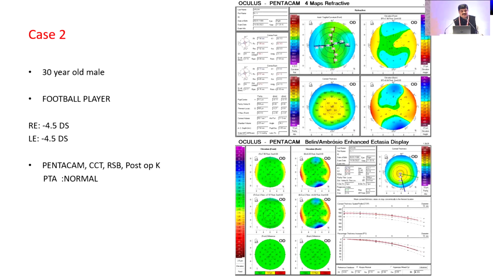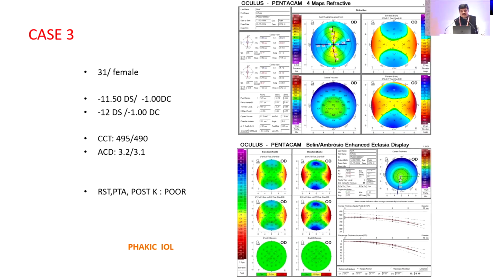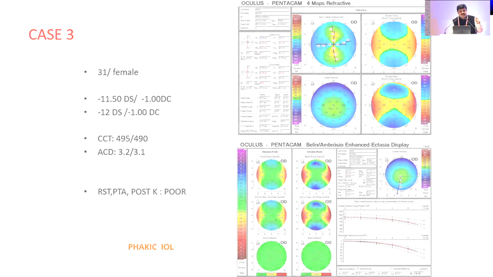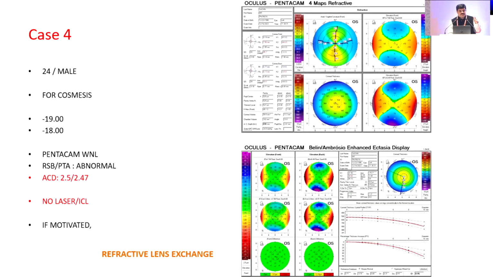Case number 2, a 30-year-old female, football player. Normal Pentacam. Since it is a contact sport, SMILE or PRK are the best available options. Then case number 3, a 31-year-old female with high refractive error, minus 11.5, minus 12 diopters, but ACD is very good, 3.2 and left 3.1, then I think you should plan for a phakic IOL. Case number 4, a 24-year-old female, minus 19, minus 18 diopters, but ACD is very poor: no laser, no ICL. If the patient doesn't want to wear contact lenses, then you should advise a refractive lens exchange.